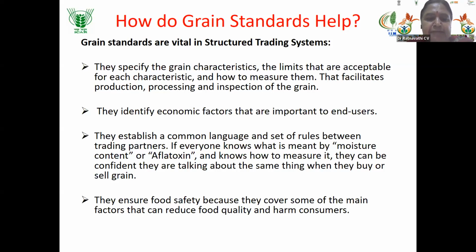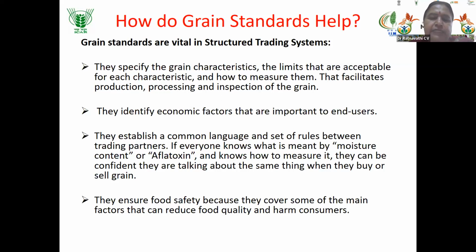So that is why they specify the grain characteristics and the limits acceptable for each characteristic and for the sample that we are measuring. Once we measure a sample, we get a certification for the product. And again, whenever you complete the selling of this product, you need to do the standards for the product every time and submit the sample details and the data to the FSSAI to give a certificate. With a certificate only, you can go to the market like supermarkets or the very authorized and disciplined markets. So that facilitates production, processing, and inspection of the grain.